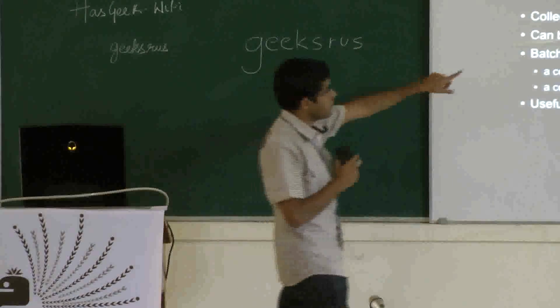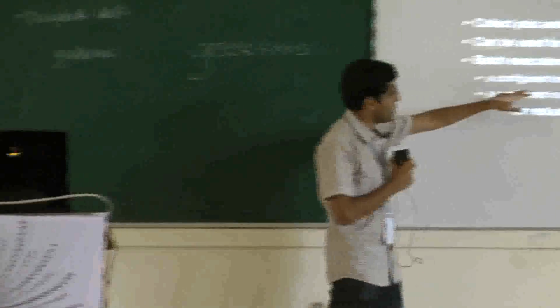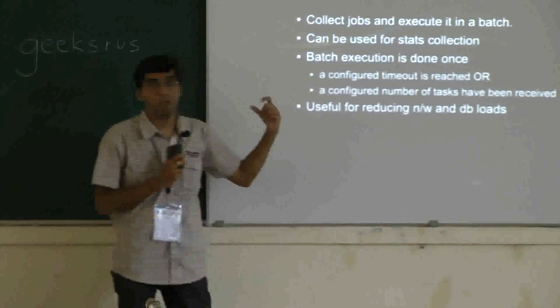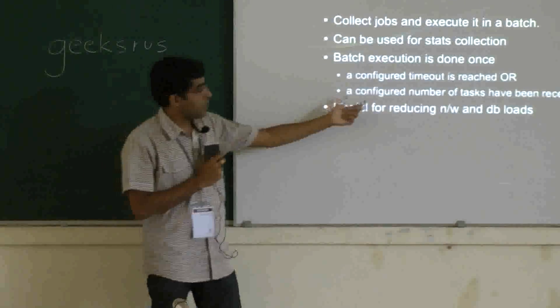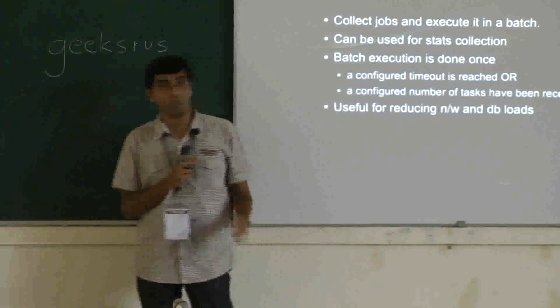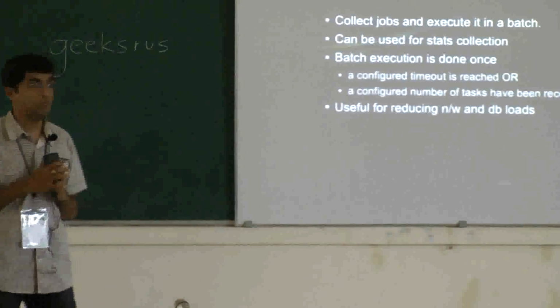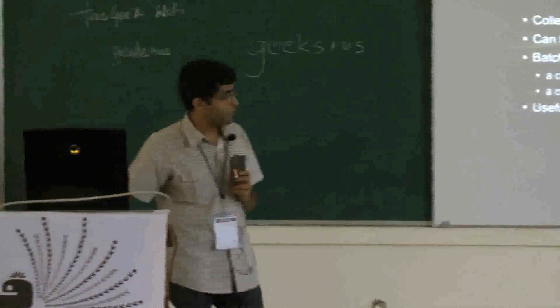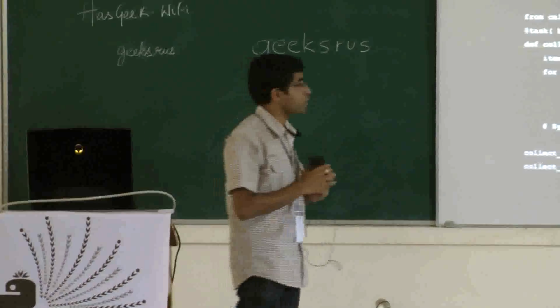So once the batch execution is triggered, say you have reached a configured timer, so you can do it every 5 minutes, or when a particular number of tasks has been received. So when Celery receives 1000 tasks, you can go ahead and schedule the jobs to be run. Again, code for this is very simple.